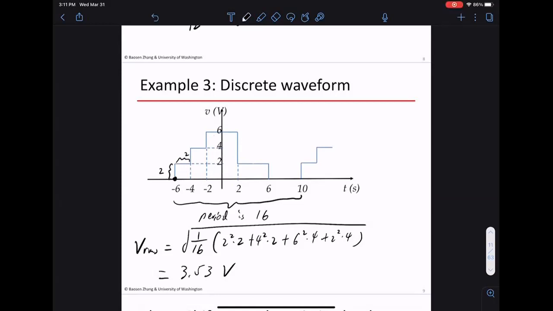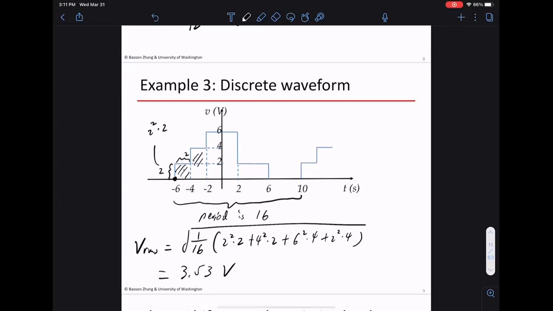So when you integrate this thing squared, this is 2 squared. We're squaring V. Remember, this is V, the voltage. So the height is 2, and we're squaring it. That's 2 squared times how long this thing goes on for, because this is a constant signal for 2 units of time. So this block is 2 squared times 2.